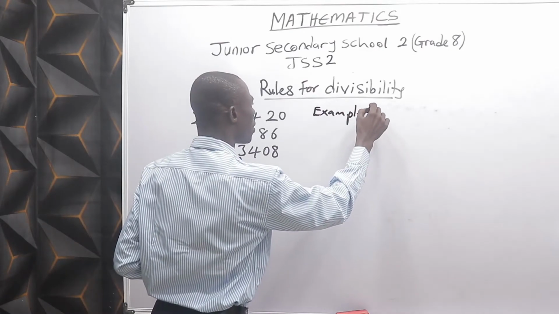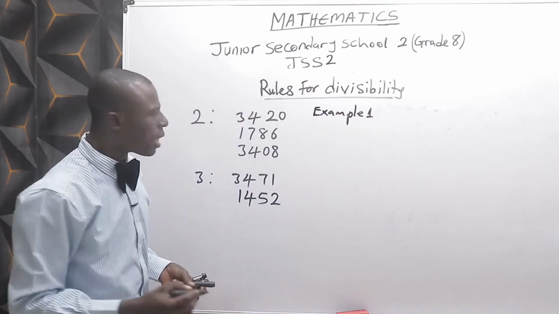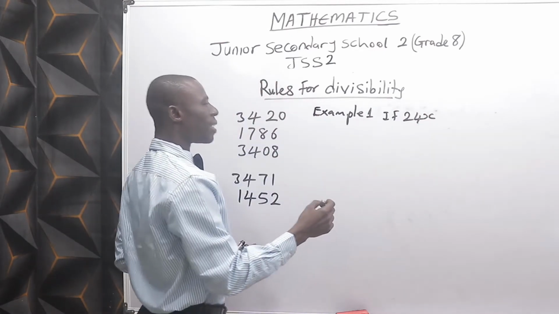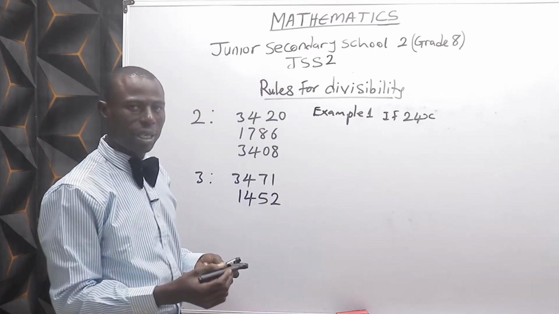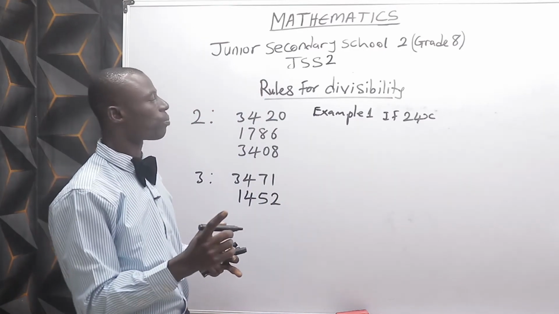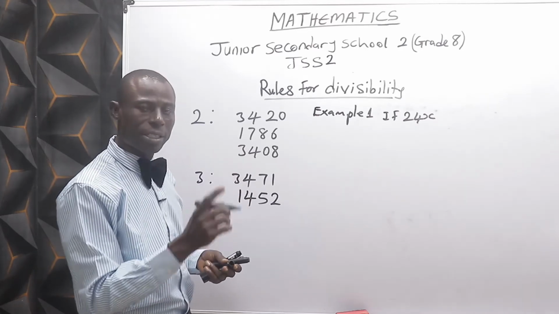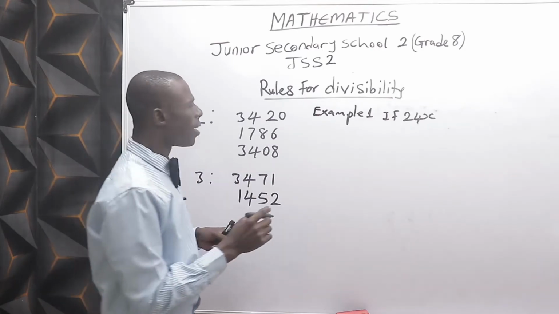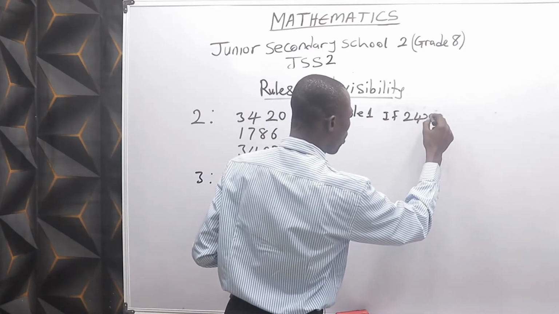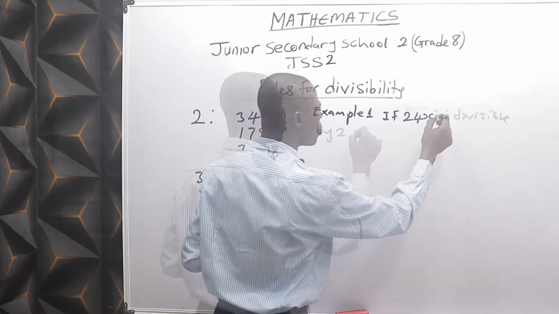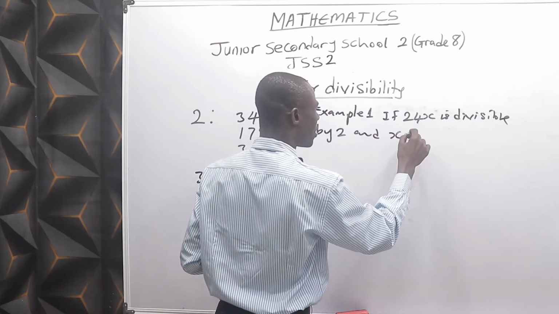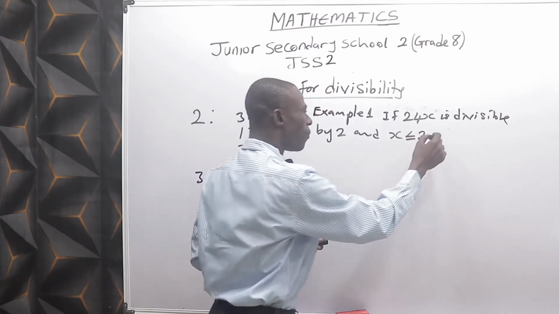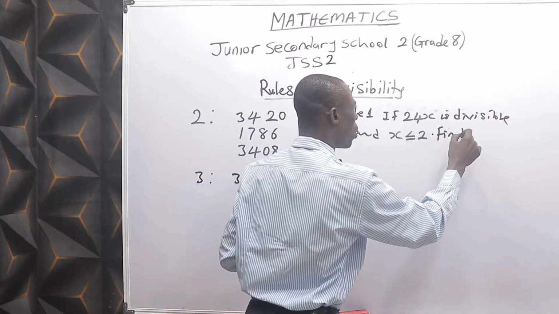Example 1. If 24x is a number divisible by 2, where x represents a particular digit missing there. If 24x is divisible by 2 and x is less than or equal to 2, find the possible value of x.